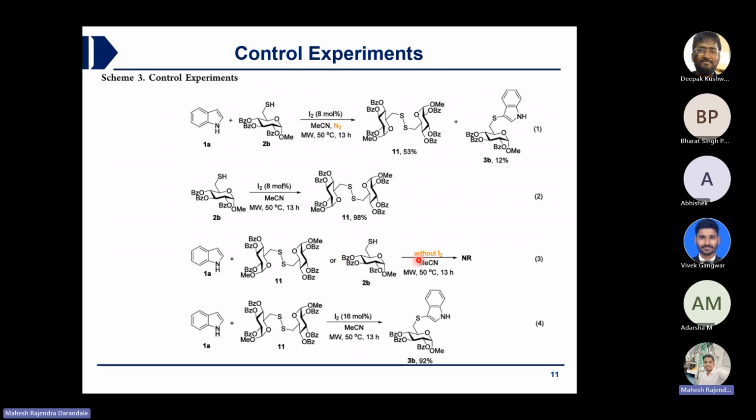So they tried without iodine. So there was no reaction. That means iodine is not only for forming this disulfide linkage, but it has some other role in the further reaction. So from these three results, they concluded that. Then fourth result, they have taken this 1A, then this disulfide linkage sugar, iodine 16 mole% they have taken, acetonitrile. So they are now getting 92% yield.